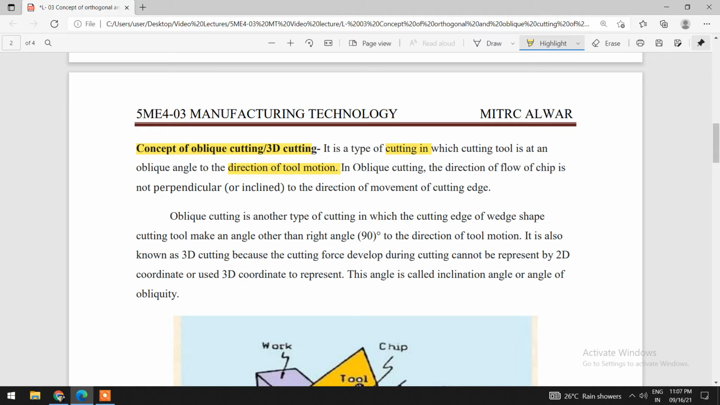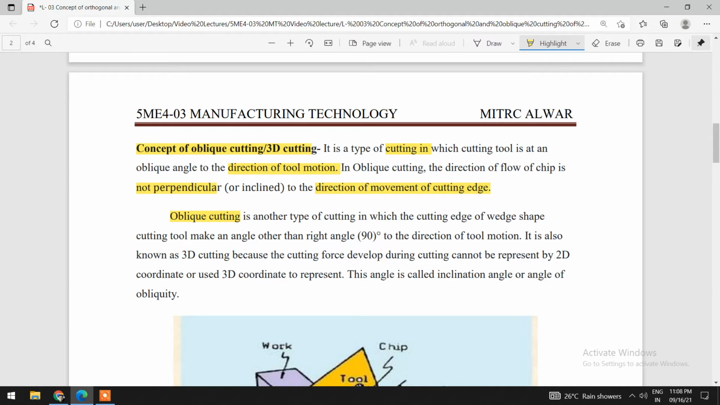So in oblique cutting, the direction of flow of chip is not perpendicular, it is inclined to the direction of movement of the cutting edge. आपका ये जो फ्लो ऑफ चिप होगा वो 90 डिग्री के एंगल पे नहीं होगा और ये इंक्लाइंड होना चाहिए. तो ये ऑब्लिक कटिंग के कॉन्सेप्ट का केस होगा. ठीक. So we can further discuss this oblique cutting.